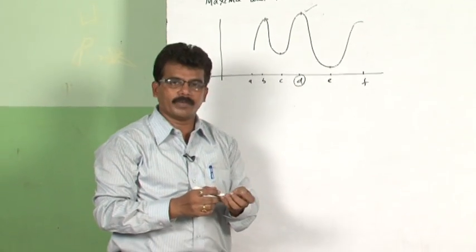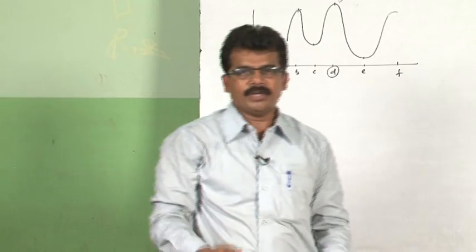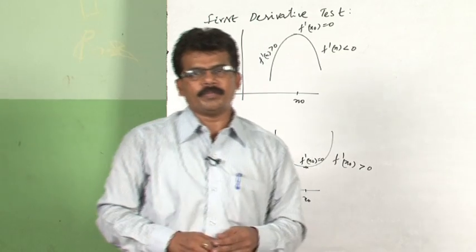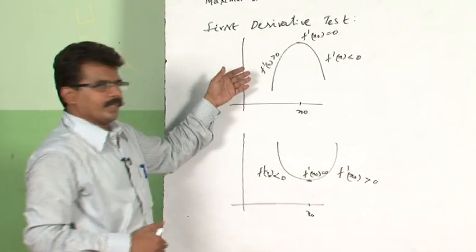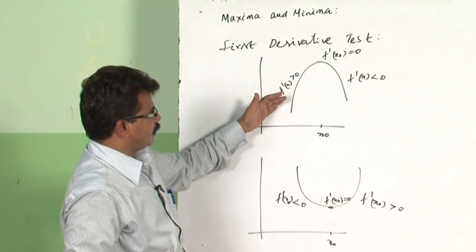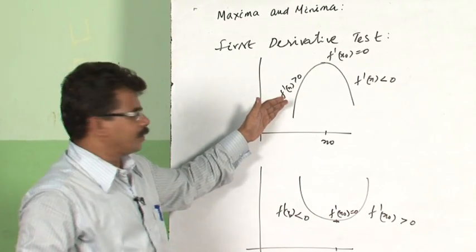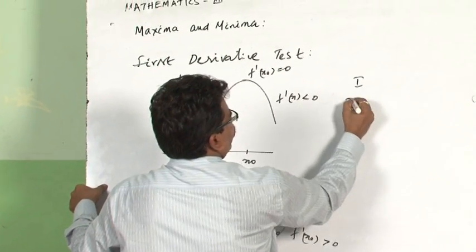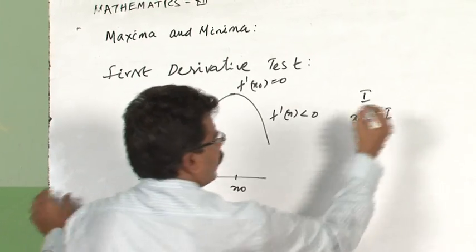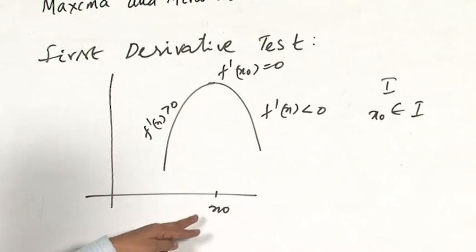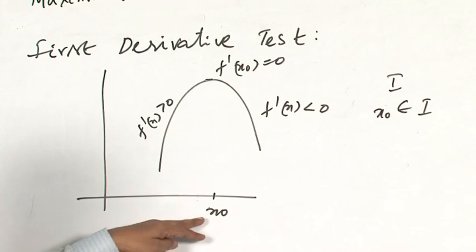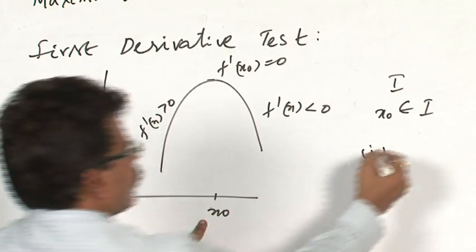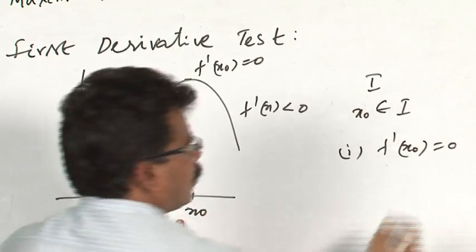So, how to find maximum and minimum? We will use the derivative. Now, let us discuss using derivative how to find maximum and minimum of a function. Assume that f is a continuous real valued function in an open interval I, and consider a point x naught belongs to that interval I. We will say the function f(x) will have a maximum at x naught if, we will see one condition, f dash x naught must be 0. So, what is meant by f dash x naught is equal to 0?